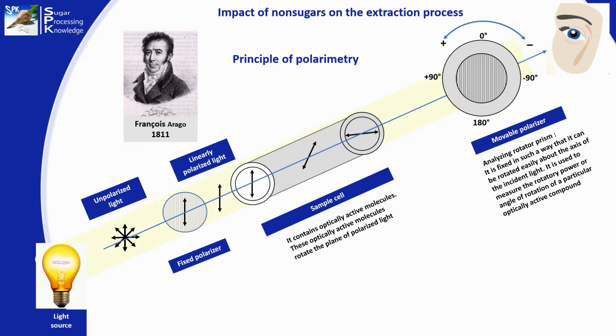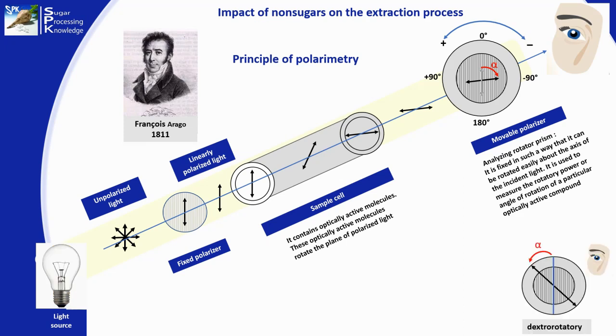When the light exits the cell, the plane of polarized light is not the same as that of the incoming polarized light. The analyzing rotator prism is fixed in such a way that it can be rotated easily about the axis of the incident light. It is used to measure the rotatory power or angle of rotation of a particular optically active compound. When the molecule present in the sample cell rotates the plane polarized light in the clockwise direction, we call it dextrorotatory rotation. However, if the molecules rotate the light counterclockwise, we call it levorotatory rotation.